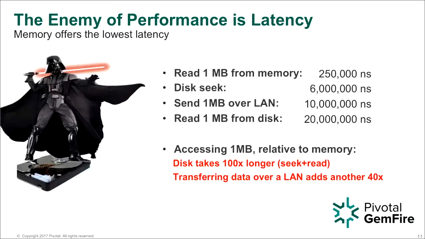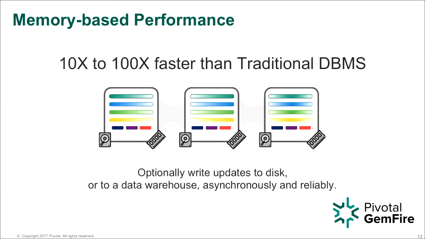The enemy of performance is latency. Memory offers the lowest latency. Retrieving data from disk involves a disk seek and then reading from disk. You're talking about a total of 26 million nanoseconds. That's 104 times longer than the 1 megabyte memory access. And that's when the disk is directly attached to the node. In the case of network attached storage, reading from disk adds another 40x over the speed of memory. So the fastest way to store and fetch data is in memory.